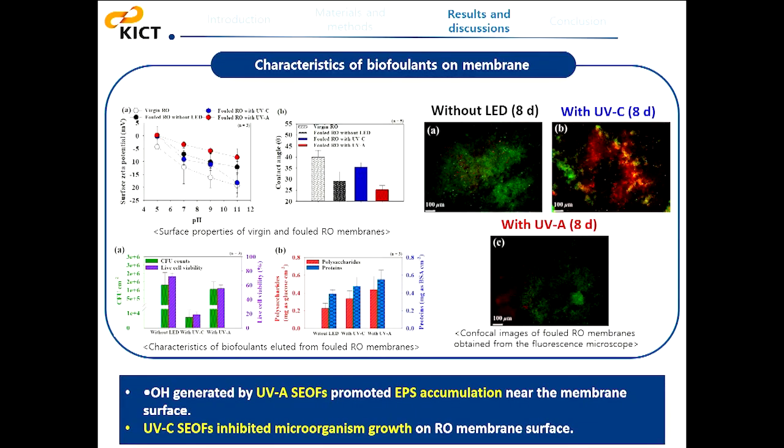And also, these results are characteristic of a biofouled membrane surface. The left top figure shows that the surface zeta potential of the reverse osmosis membrane became less negatively charged as the biofouling layer formed on the membrane. Also, UV-C side emission optical fiber resulted in a surface contact angle closer to the virgin membrane than the control membrane system. UVA side emission optical fiber resulted in a surface with the lowest contact angle. This likely indicates larger biofilm accumulation on the reverse osmosis membrane equipped with UVA side emission fiber without LED.